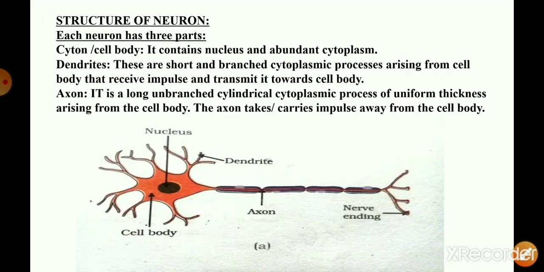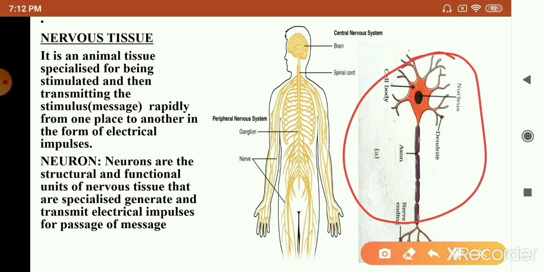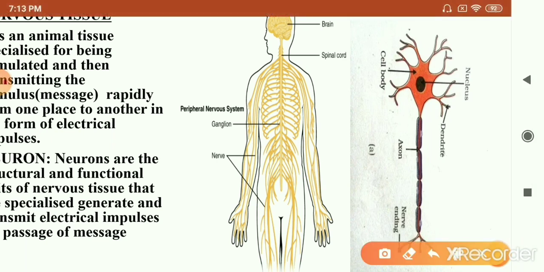Now the nervous tissue is made up of neurons. Neurons are called the structural and functional units of the nervous tissue that is specialized to generate and transmit electrical impulse for passage of information. So your brain or whatever nervous organ it is, the functional units of these organs are the neurons. It is the neuron which, after receiving the stimulus, will generate electric impulse or electric current, which is called a nerve impulse, and this impulse then is quickly transmitted to different parts of the body.